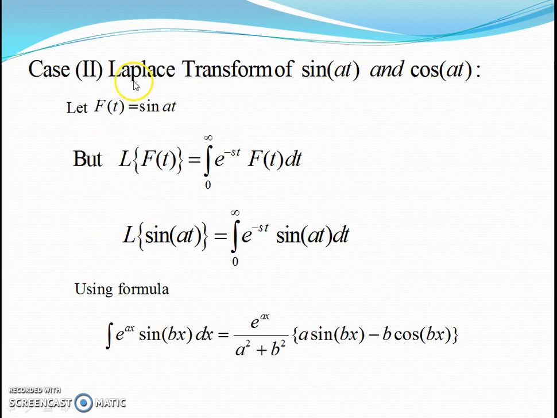Case 2: Laplace transform of the standard functions sin at and cos at. First, let f(t) equal sin at. Put this value of f(t) in the definition of Laplace transform. We get Laplace of sin at equal to integration 0 to infinity e to the power minus st sin at dt. Using the formula of integration, e raised to ax into sin bx dx is equal to e raised to ax upon a square plus b square, in bracket a sin bx minus b cos bx.